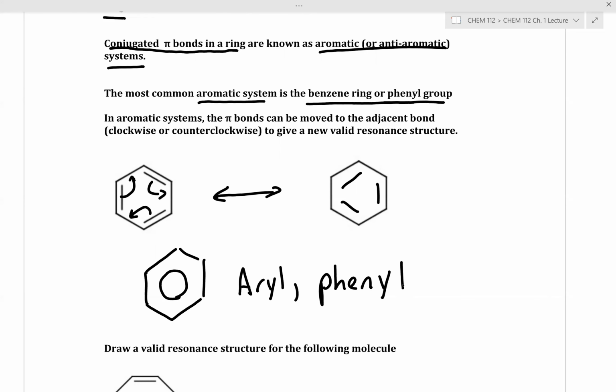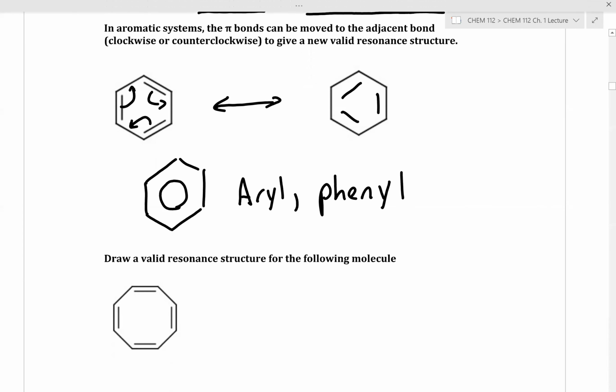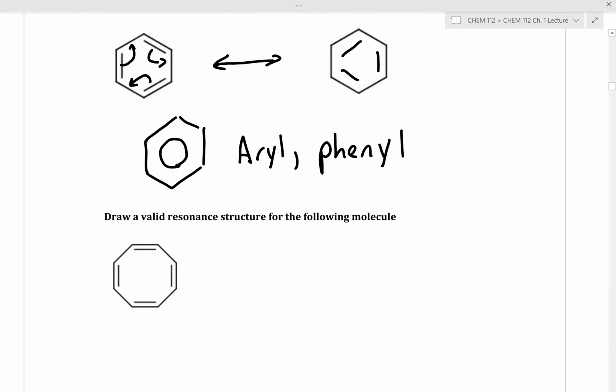Now, to wrap up this portion of the chapter, what I want you to do is to draw a valid resonance structure for the following molecule, which is known as cyclooctatetraene. It looks like a stop sign, but try to draw at least one valid resonance structure.